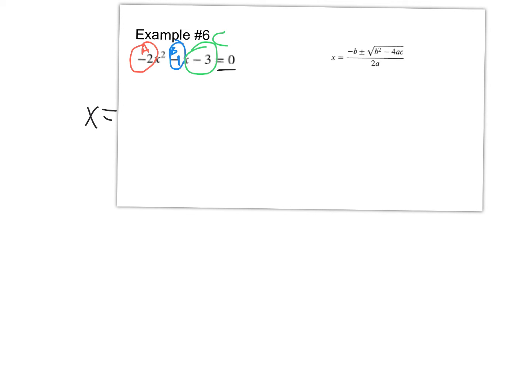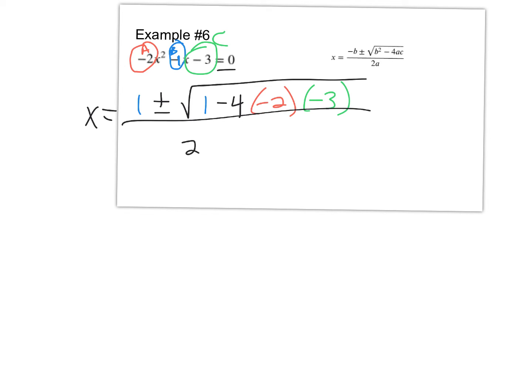X is equal to negative B. So negative 1 is positive 1, plus or minus radical B squared. Negative 1 squared is 1. Minus 4 times your A value, which is negative 2, times your C value, which is negative 3, all divided by 2 times your A value, which is negative 2. So X is equal to 1 plus or minus radical 1.